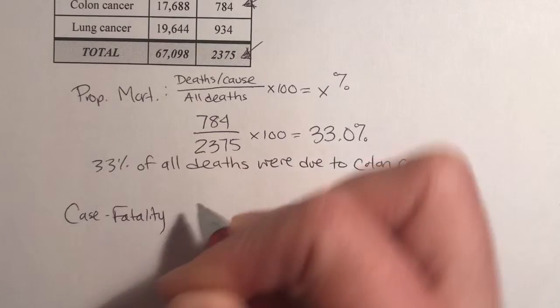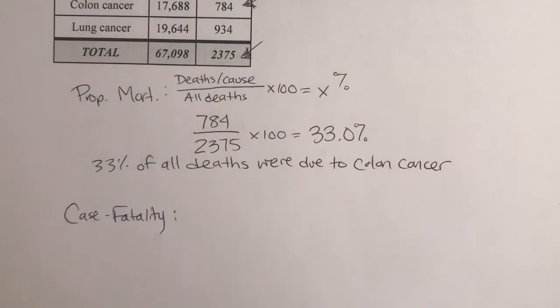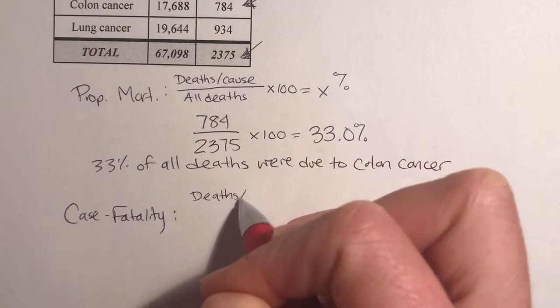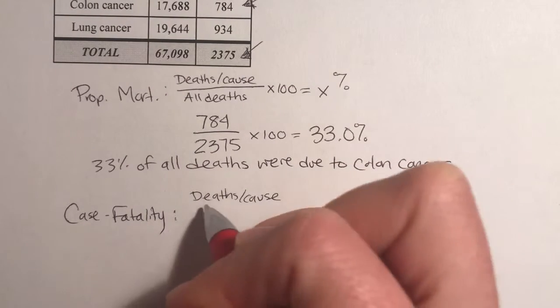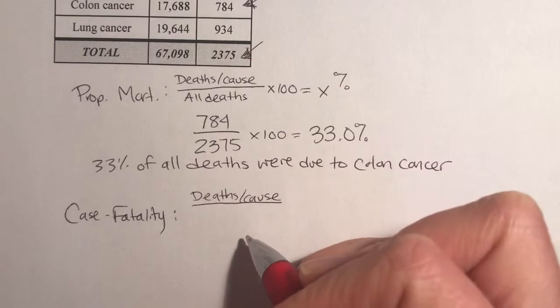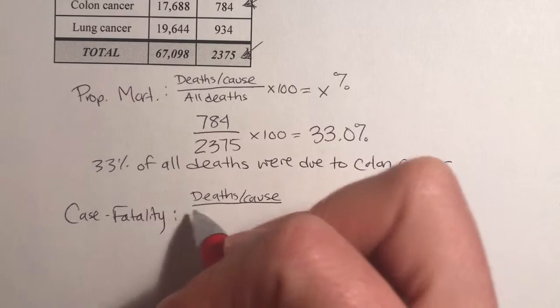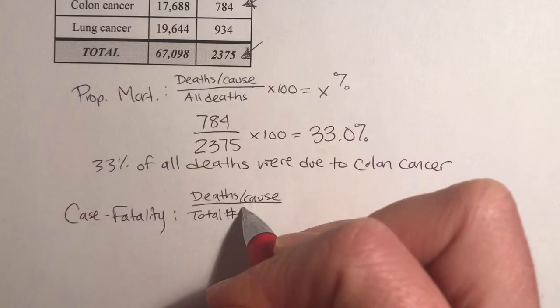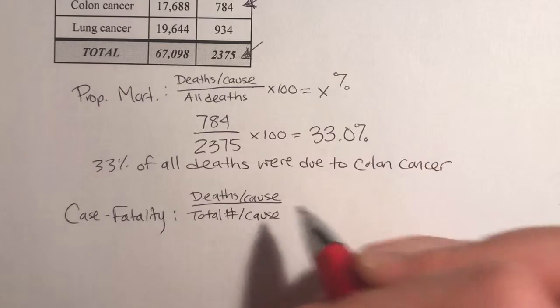Okay, and this time our denominator is going to change. So this is where people kind of get them confused. They get them flip-flopped. We're going to still have the deaths from the cause of interest on top. This time, instead of colon cancer, we're going to be looking at lung cancer. But now our denominator is going to be the total number with that disease or with that condition.